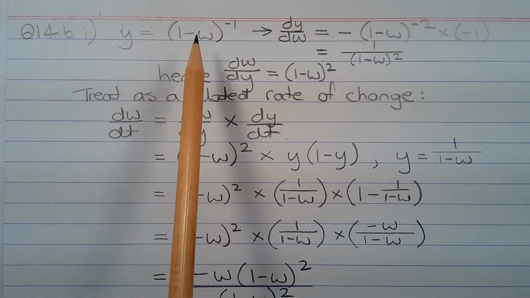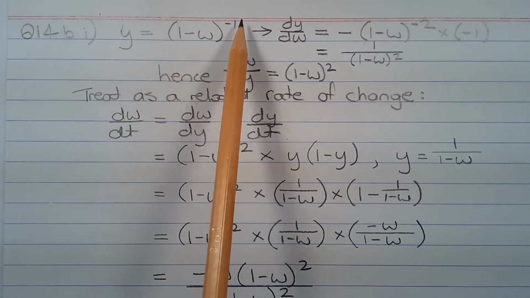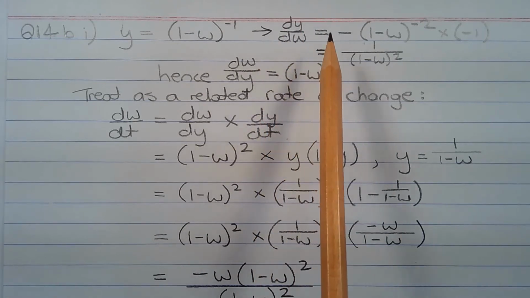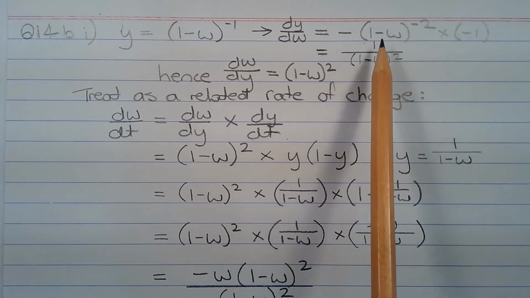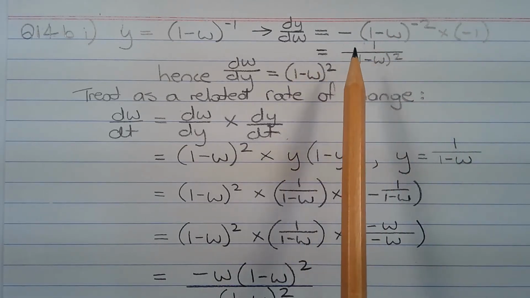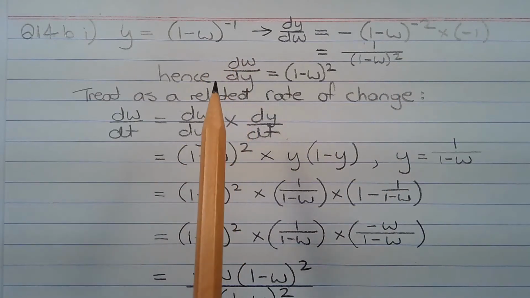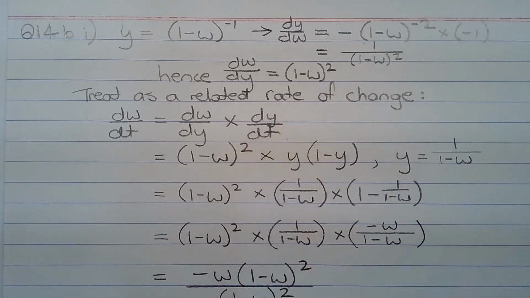Expressing y in terms of w using a negative index, y is equal to (1 - w)^(-1). Now by the chain rule, dy/dw is equal to -(1 - w)^(-2) multiplied by the derivative of 1 - w, which is -1, and that equals 1/(1 - w)^2. Now dw/dy is the reciprocal of dy/dw, and that equals (1 - w)^2.